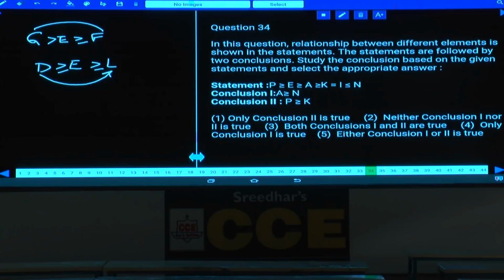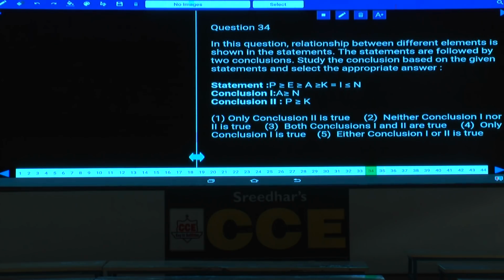Next one, question number 34. Now, in this 34, the relation between A and N. Between A and N, there is 1 greater than, 1 lesser than, 2 opposite symbols. There is no relation between these two. And the next one, conclusion 2, the relation between P and K. Between P and K, which symbol is common here? Greater than or equals to. Hence, P greater than or equals to K is definitely true. Hence, only conclusion 2 is true, that is choice 1.